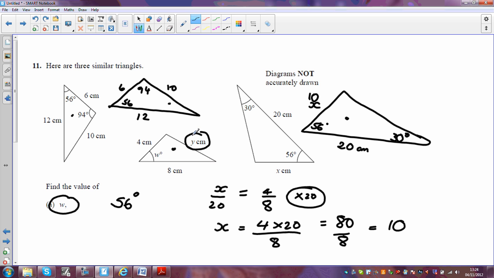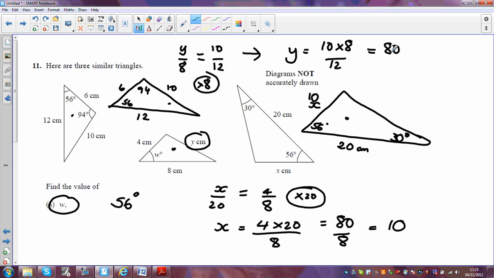So I can see in the same sort of way, if I do Y divided by 8, let's do that. So Y divided by 8, this triangle's not much use because I haven't got those two sides, but Y divided by 8, I'm going to use this one, will be the same as 10 divided by 12. Okay, so Y divided by 8 is the same as, in the same order, 10 divided by 12. Now again, if I multiply both sides by 8 this time, that's going to give me that Y is the same as 10 times 8 divided by 12. In other words, that's 80 divided by 12.